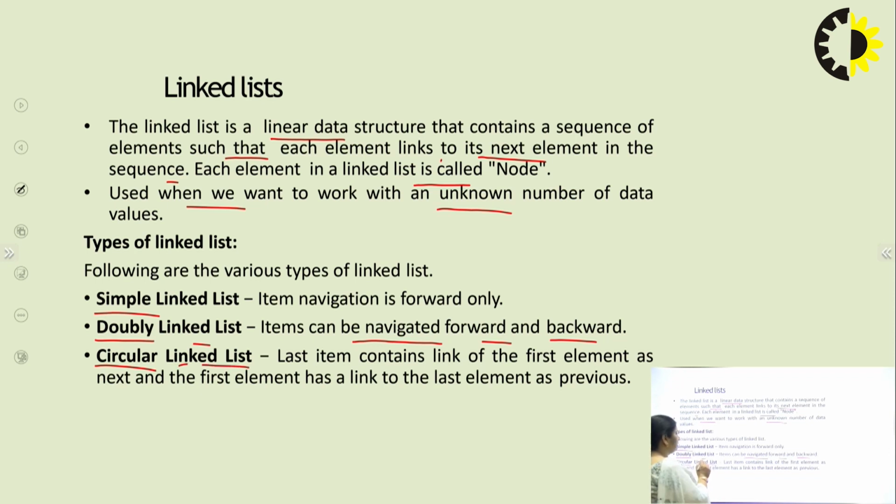Next is circular linked list. In circular linked list, we have the storing in circular fashion. So in this, what happens? The last item contains the link of the first element as next, and the first element has a link to the last element as previous when we are taking the doubly linked list. If it is single, then the first node will contain the address of the second, and the last node will contain the address of the first node. So these are different types of linked list that we can have.